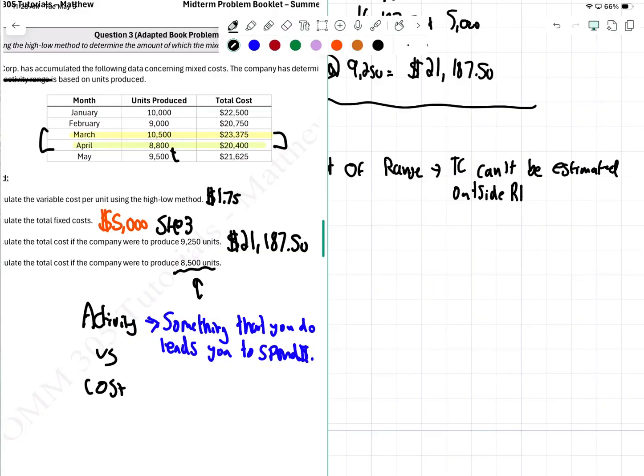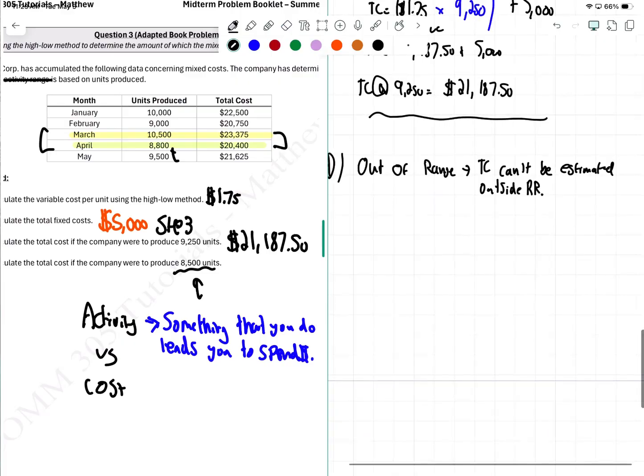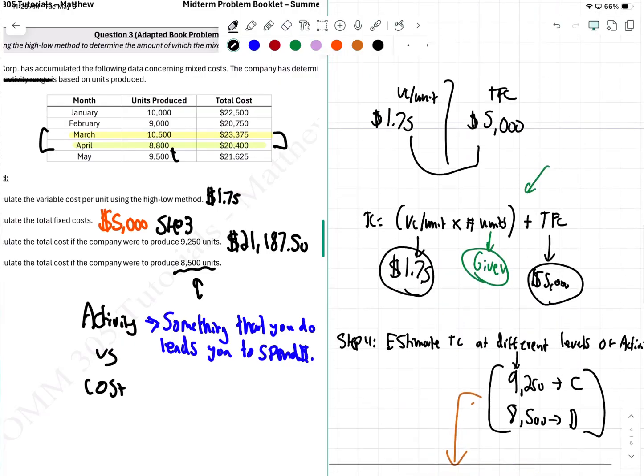Relevant range. Okay? So, guys, obviously on your exam, you're not going to have a written answer like this, because this is the difference between long answer and multiple choice. But this is good just for your own personal understanding. These are your 4 steps for the high-low method. That's literally it. There's nothing more to do.